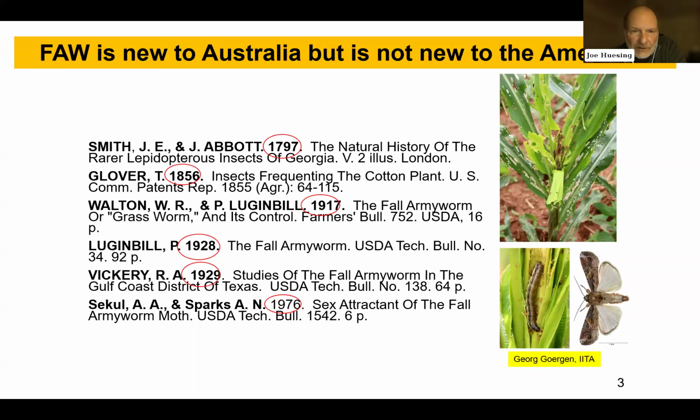Our Department of Agriculture started in the early 1860s. Glover was one of the first people to really put together control measures for the fall armyworm in North America. There were a series of bulletins published in 1917, 28, 29, all the way up into the release of synthetic pesticides in 1941 by the U.S. Department of Agriculture that describe how to control the fall armyworm. So again, it's a new pest in your part of the world. It's an old pest in the Americas.